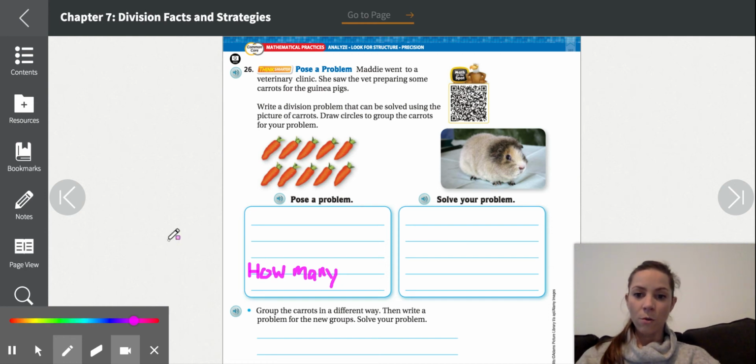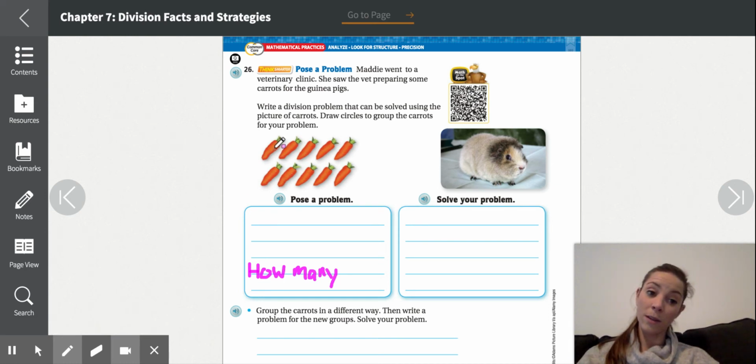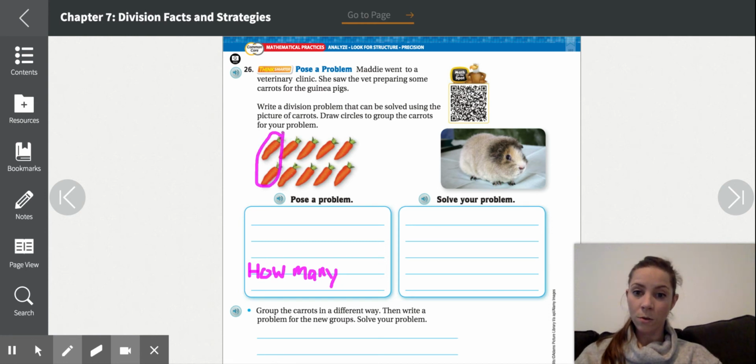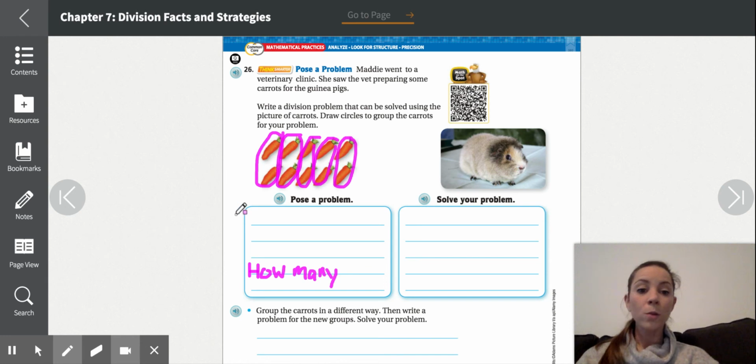Okay, so for me, one way, maybe I'll go ahead and just circle the groups for myself first. It doesn't tell me how I have to circle them. Besides, it needs to be division, so the groups have to be equal. So maybe I'll circle them like this. And then I can think of how I might write my clues about this. So at the veterinary clinic, I know I need to tell the total. So this might take me a while to write, so I might have to just say this out loud.